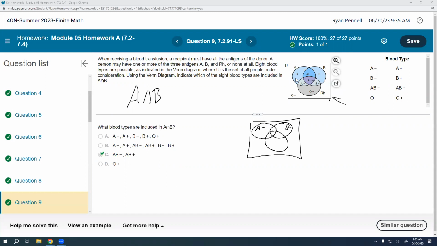So where is A intersect B? That's what they have in common. That's this area right here. So right there is A intersect B. That's what A and B have in common. So that's the two blood types in this problem that they have in common. So you see those right there.